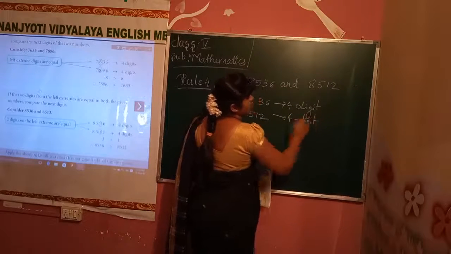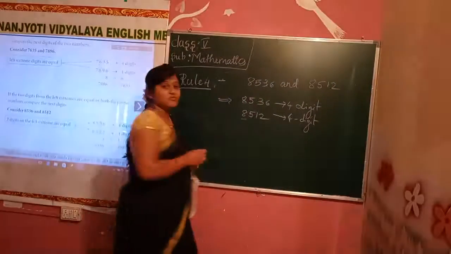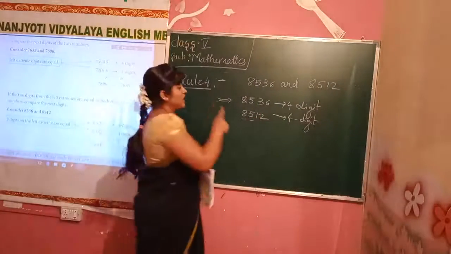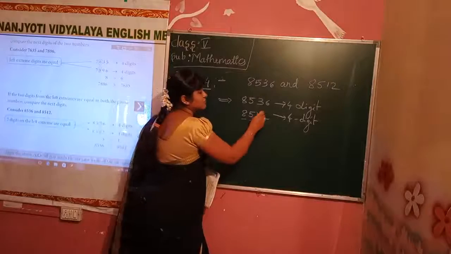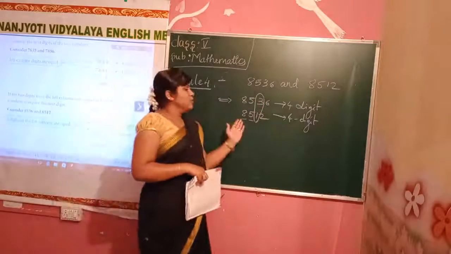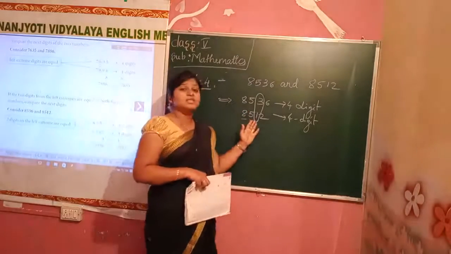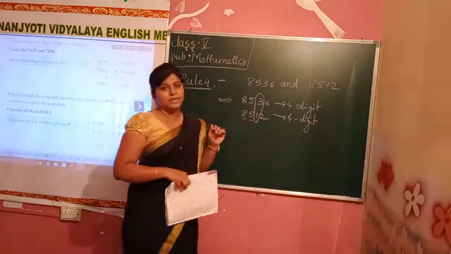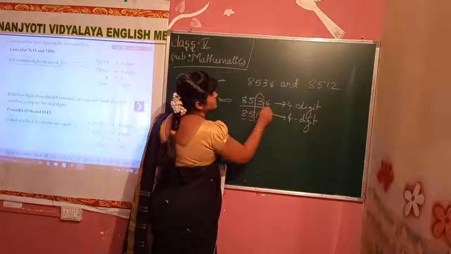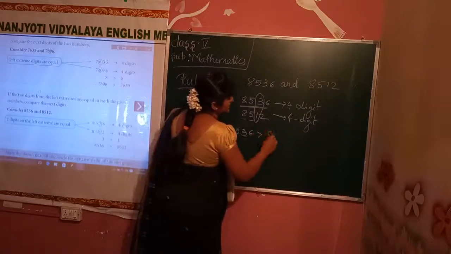After getting that both are 4-digit, we see the first place. The first place is the same. We see the second place. The second place is also the same. Then we have to see the third place. When the first digit and second digit are the same, we see the third place and start comparing. In one number it is 1, in the other it is 3. So which is greater? 8536 is greater than 8512.